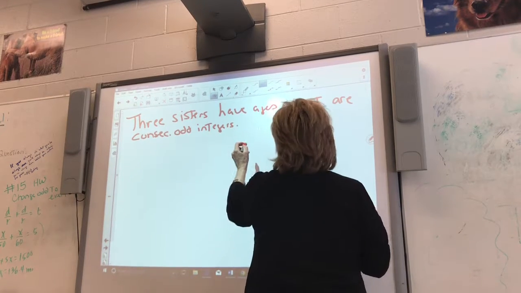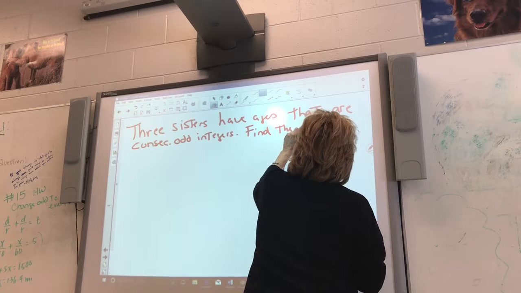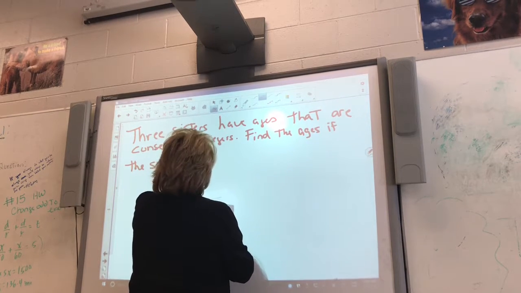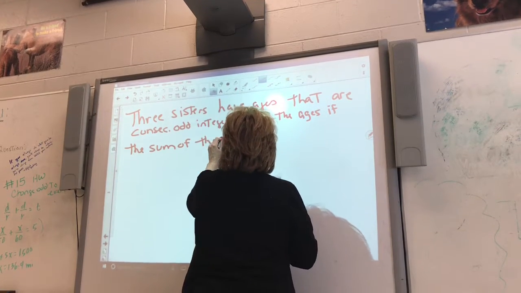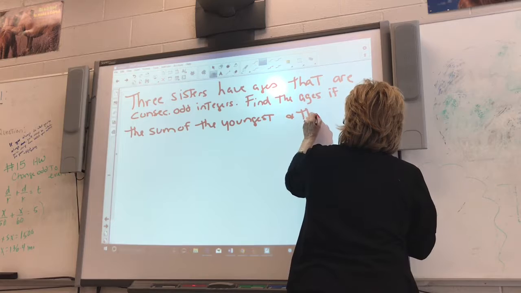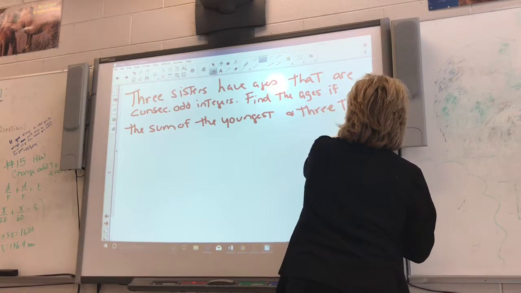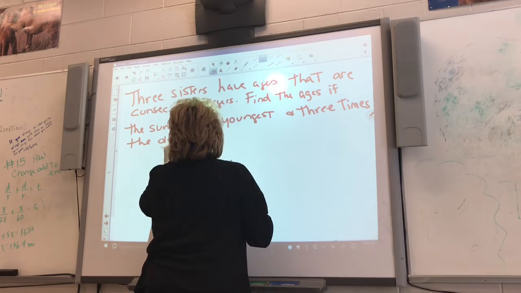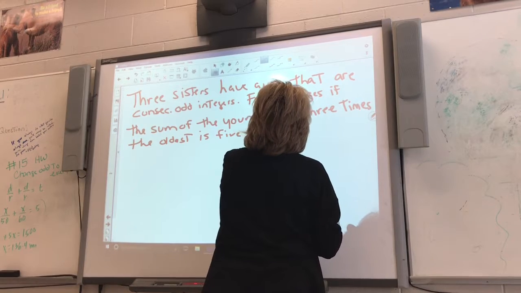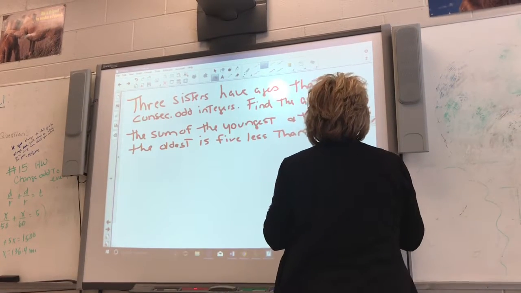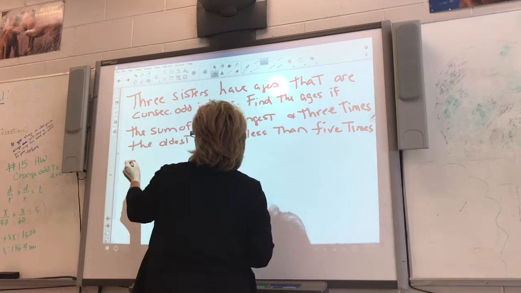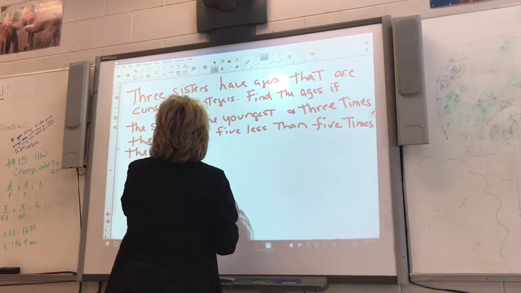Okay, so it says find the ages if the sum of the youngest and 3 times the oldest is 5 less than five times the middle. Okay, so that's all I need to put up there. I kind of shorthanded it a little bit.